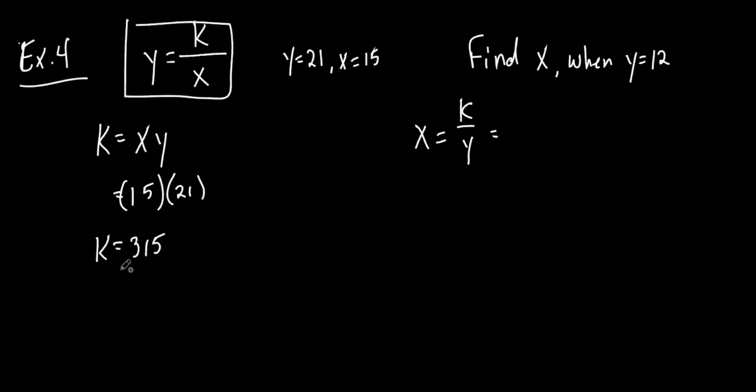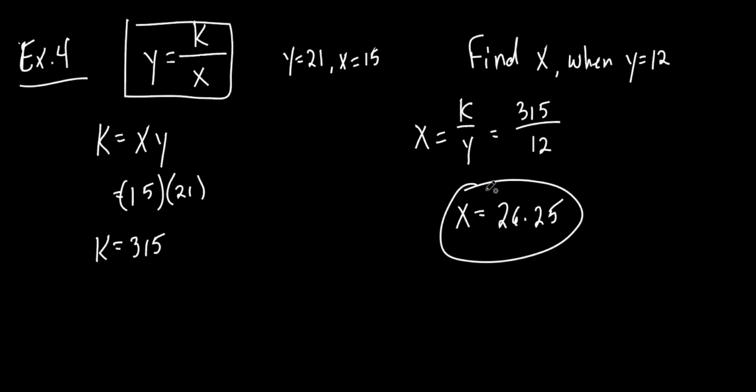So what's our k? Well, we got it over here earlier. It's 315. And then what's the y? Well, the new y is the 12. So put the 12 right here. So that should be 26.25. Is that right? Anybody try that? 315 divided by 12. Yep, 26.25. All right, so that's basically how you do these things.